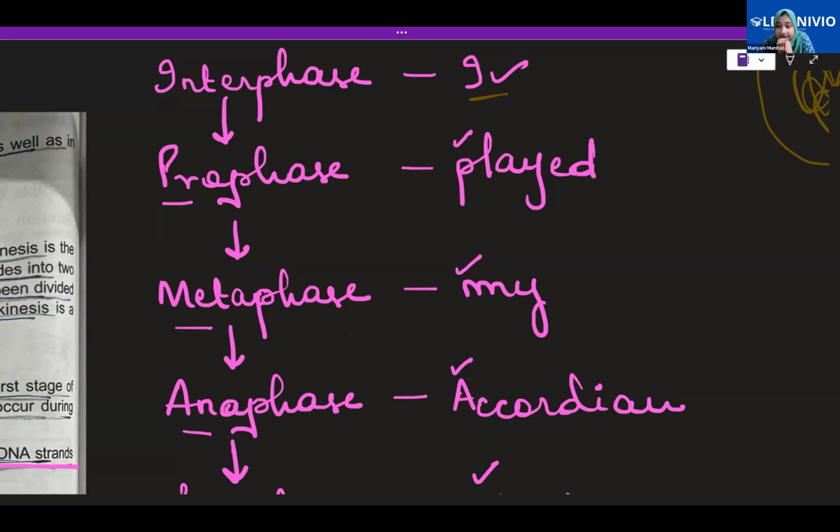And then the nuclear membrane disintegrates, and then in metaphase, they align themselves. No. Metaphase, no. I have taught you prophase only. I'm asking about prophase. Yeah, prophase in school, that's what I remember.